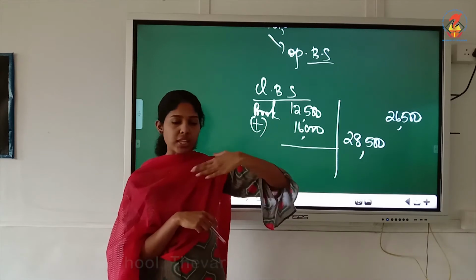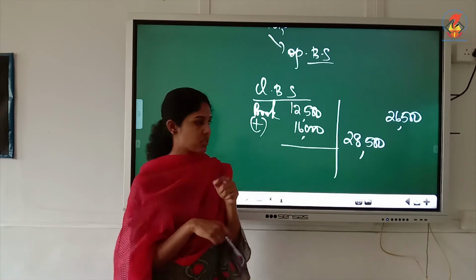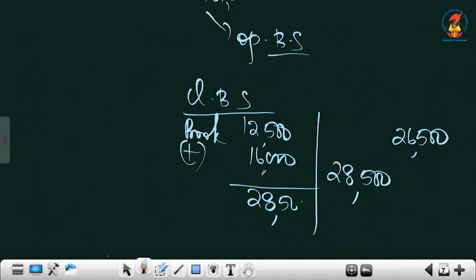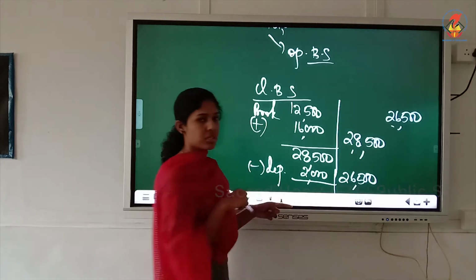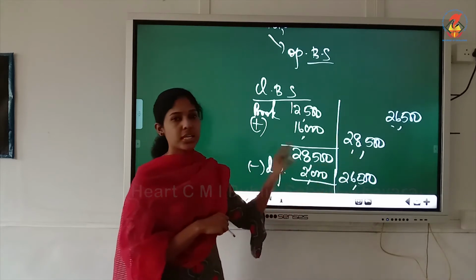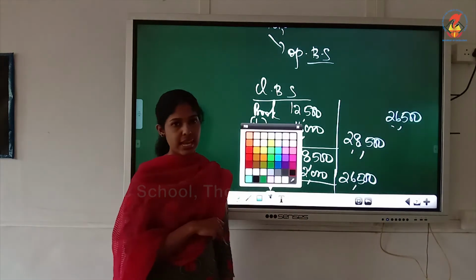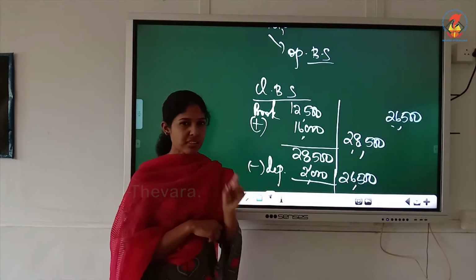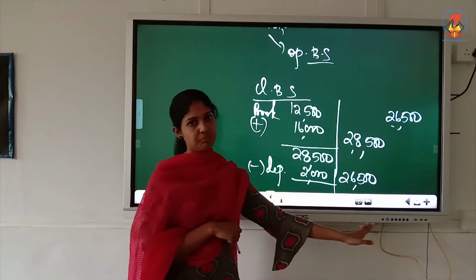What is the meaning of that reduction? Why is there a decrease in the value of that asset? That is due to depreciation. So what you have to write is 28,500 less depreciation. The depreciation amount is the difference between these two figures. Did you understand? The difference between 28,500 and 26,500. So that is called the depreciation amount, and that depreciation you have to deduct. Clear?